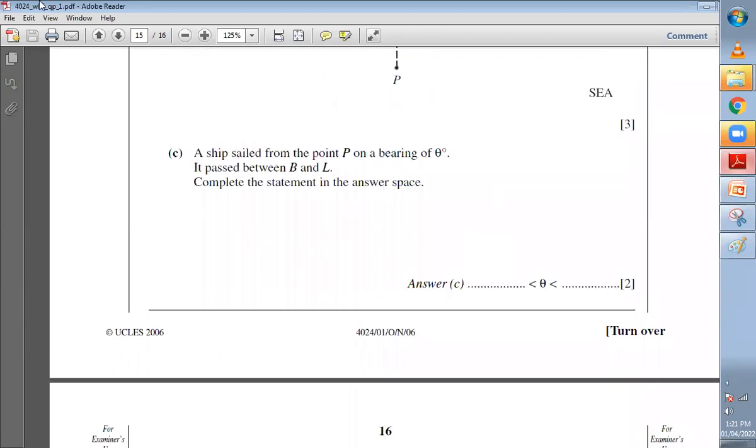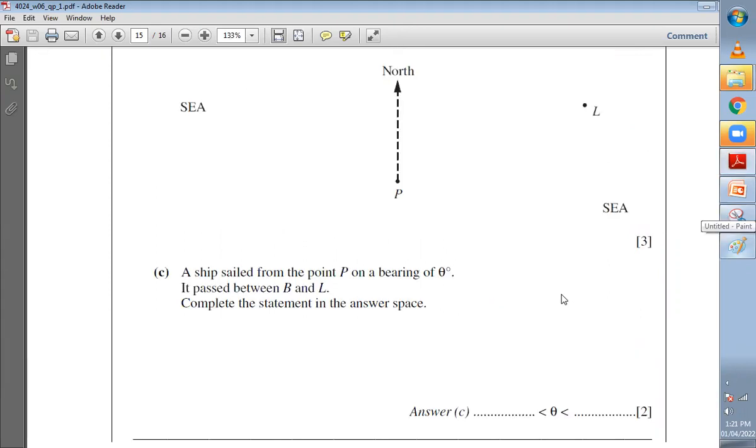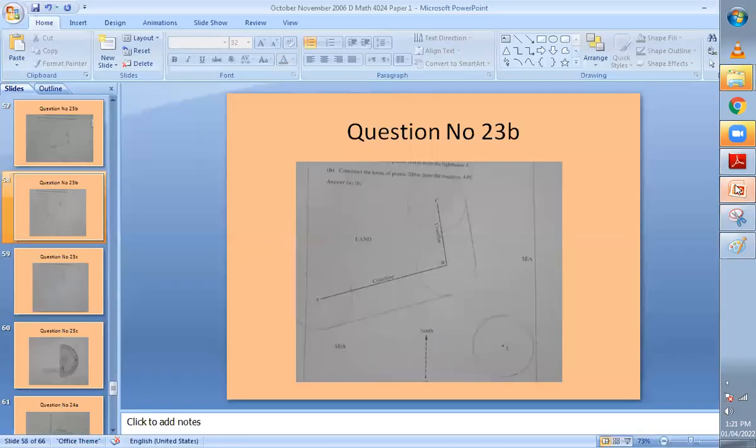Then we have this part. He says a ship sailed from the point P on a bearing of 220 theta degrees. It passed between B and L. Complete the statement in the answer space. You have to write down the maximum and minimum possible bearing from P. So let me show you this answer.